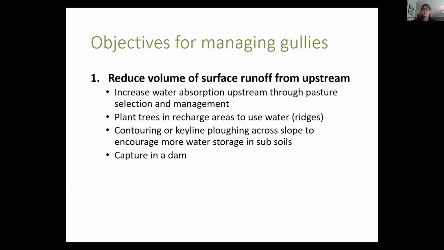And there are some physical actions that we can take, like doing contouring or keyline ploughing across the slope to encourage the infiltration of water into our subsoil. So rather than getting surface runoff where the water comes in sheets across our paddocks, actually trying to increase absorption in the paddock as much as possible. And I guess the fourth option here, it's an expensive one, is to construct a new dam to capture more water upstream. But there are obviously permits and requirements that are triggered by that if you want to go down that path.